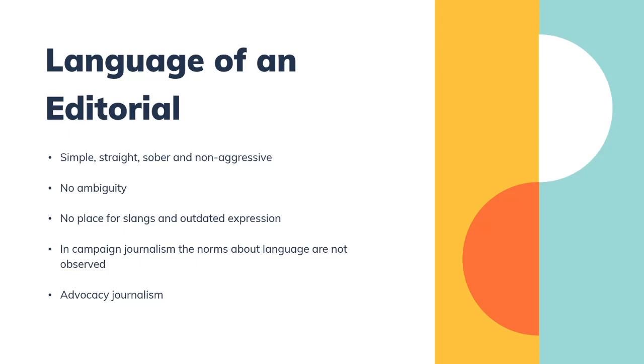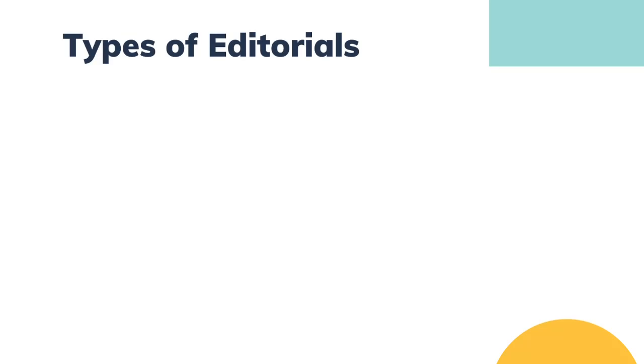We should not use any slang or outdated expressions. However, in campaign journalism, which political parties use, these norms about language are not followed. The language can be defamatory and aggressive. Similarly, the case is with advocacy journalism, which is mostly used by NGOs. Now let's quickly go through the types of editorials.